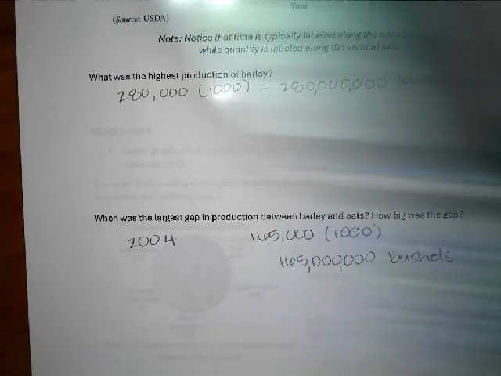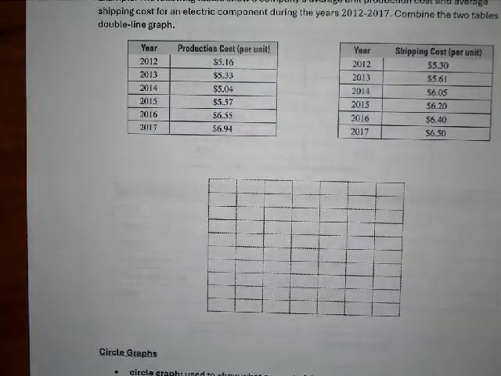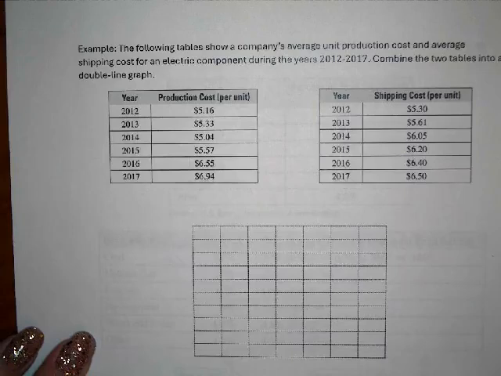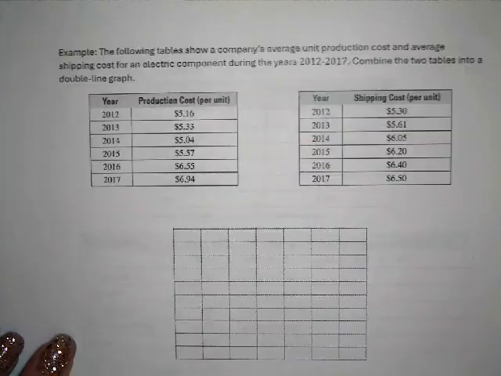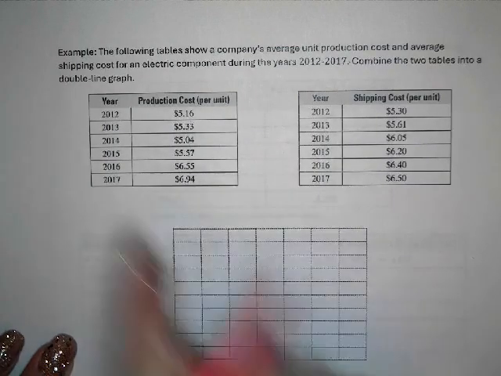All right, here it says the following tables show a company's average unit production cost and average shipping cost for an electric component during the years 2012 to 2017. Combine the two tables into a double line graph. So we're just going to be drawing 2 different lines. We have the years 2012 to 2017, and I made it so that you could space those out evenly here.